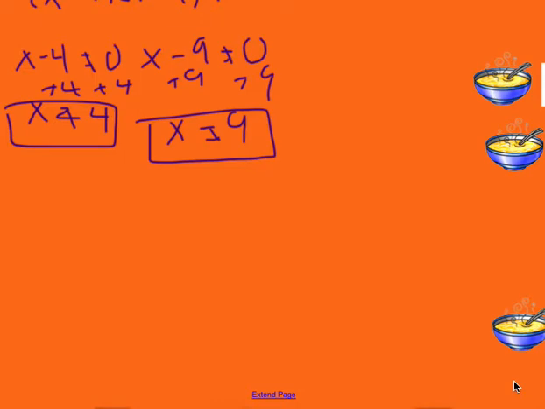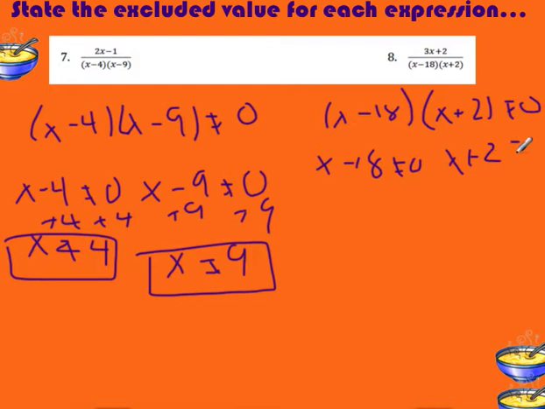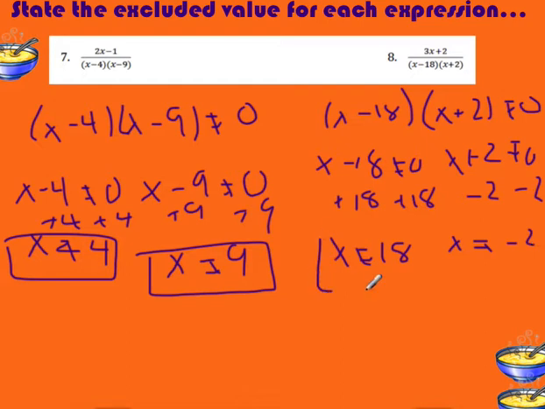For number 8, I'm just going to slide these down. All right, so for number 8, we're going to have x minus 18 and x plus 2 cannot equal 0. So x minus 18 cannot equal 0, as well as x plus 2 cannot equal 0. Then I'm going to add 18 to both sides. So I get that x cannot equal 18. That's for one of them. Then for the second one, I need to subtract 2 from both sides, and I get that x cannot equal negative 2. Then I'm going to circle those answers.